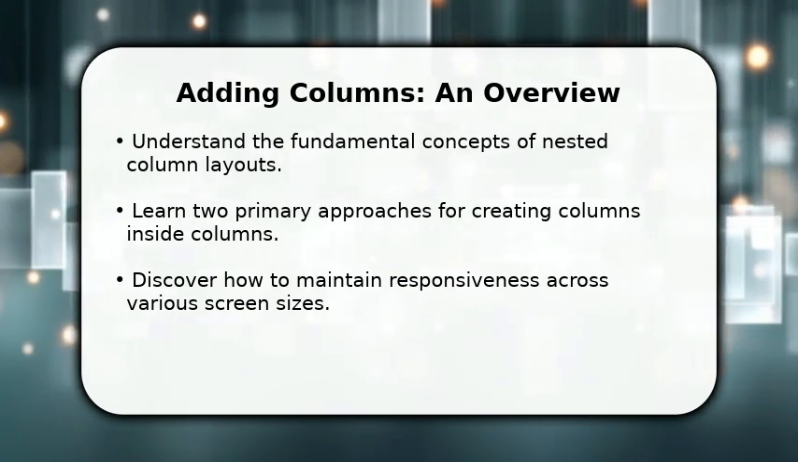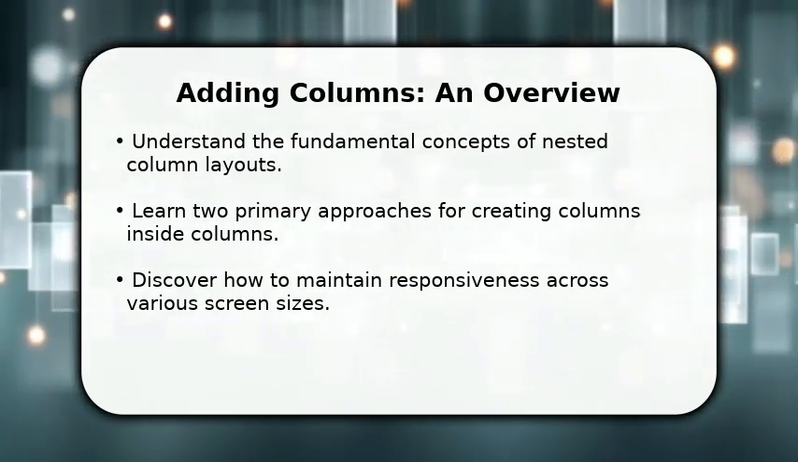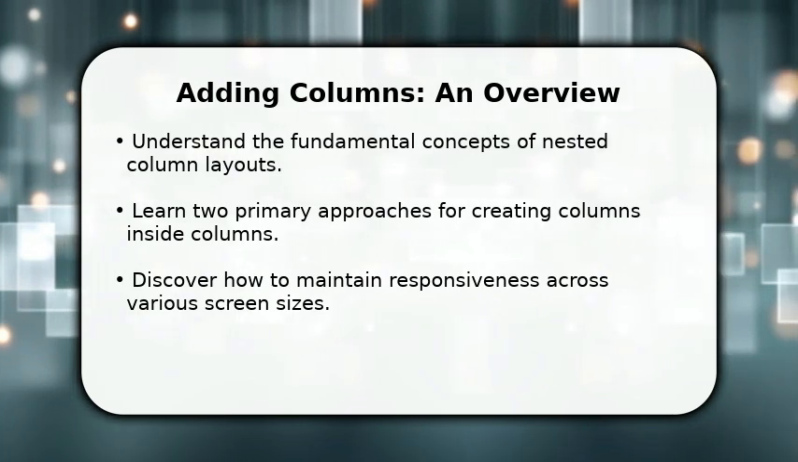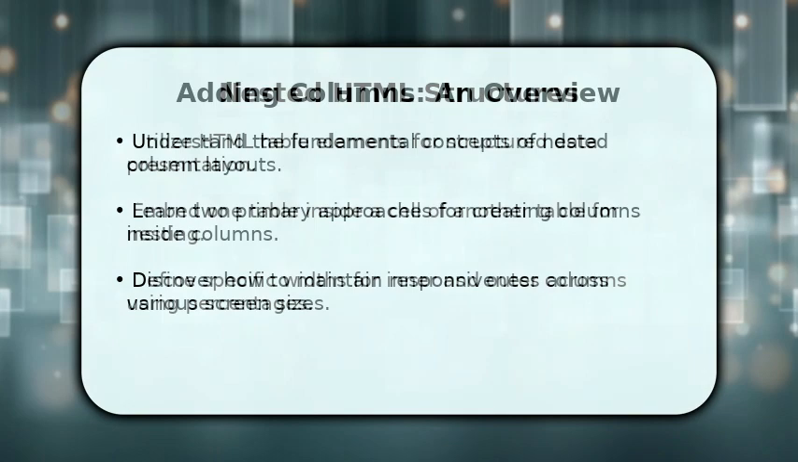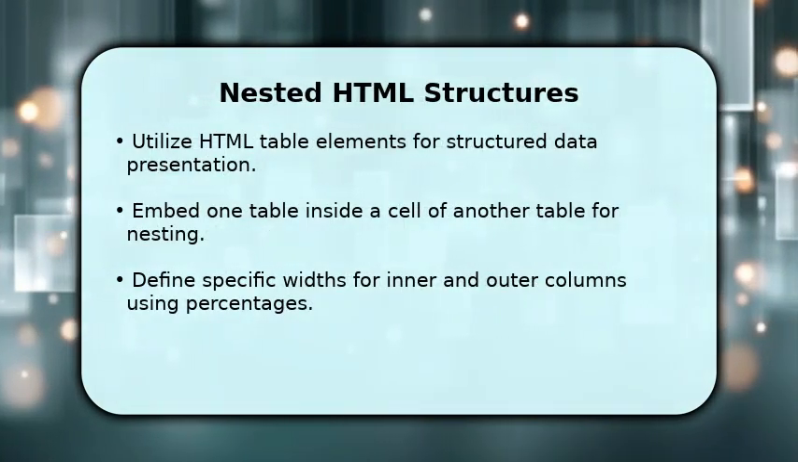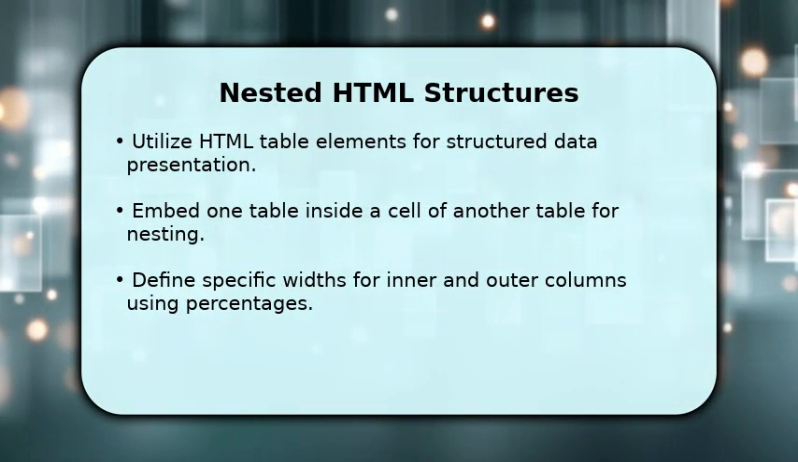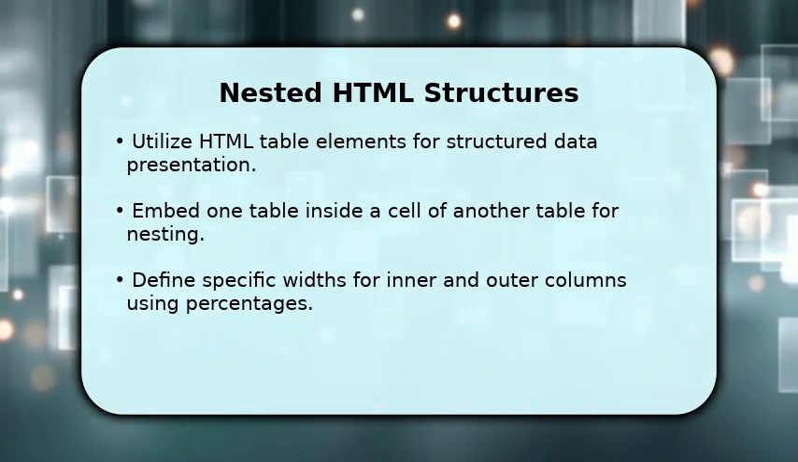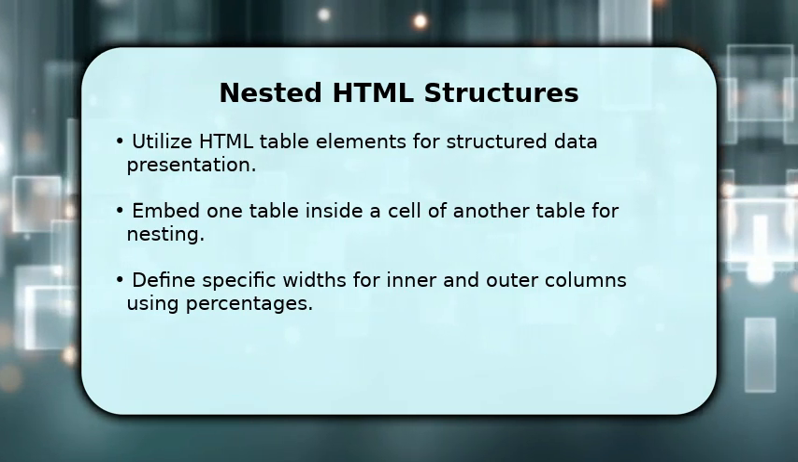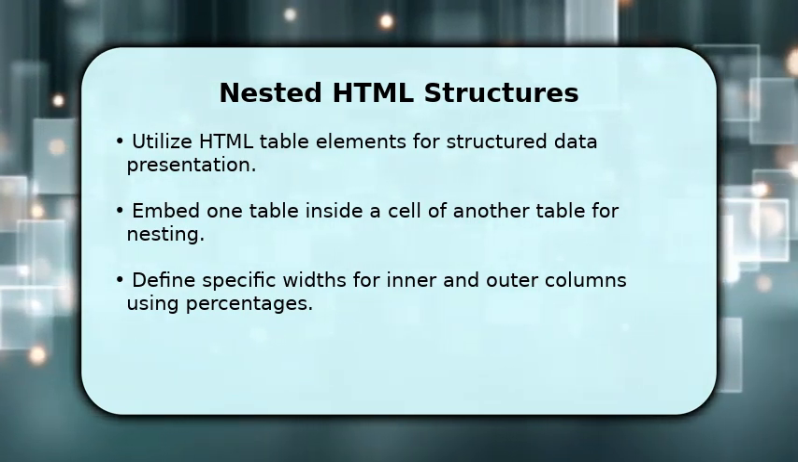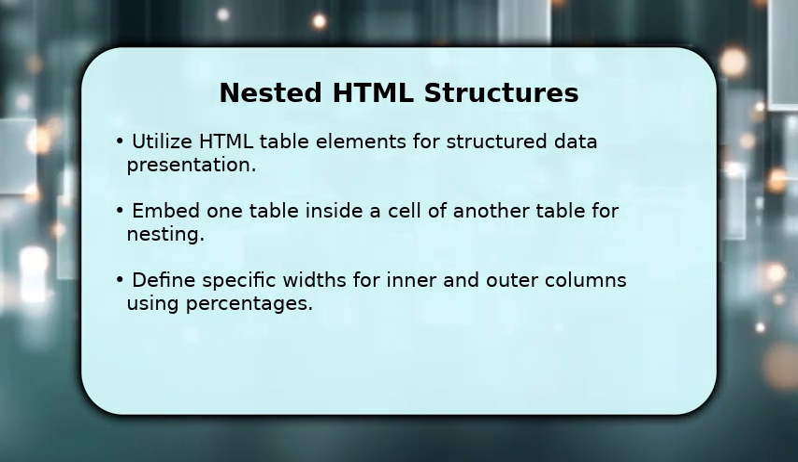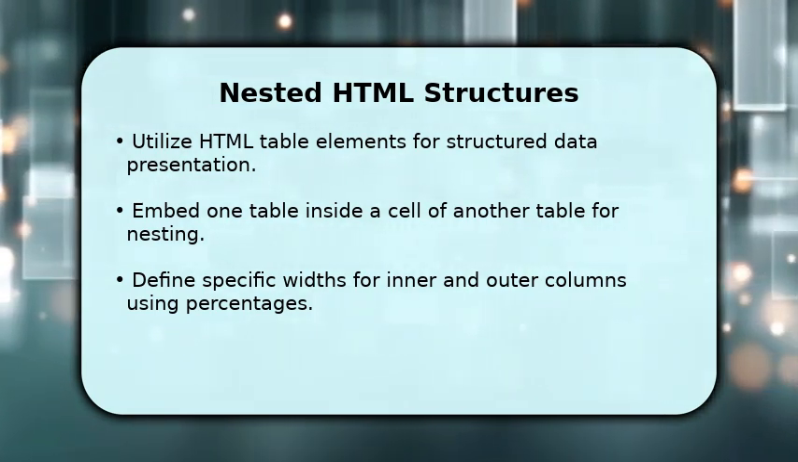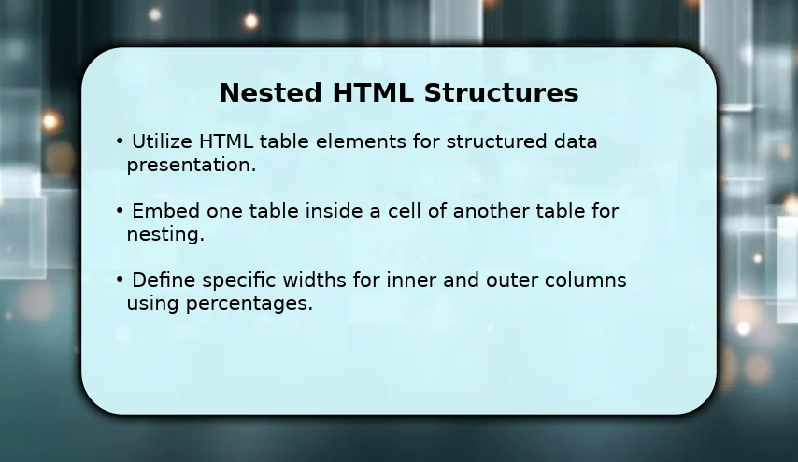By the end, you will have a solid understanding of how to build sophisticated, multi-column arrangements with confidence and precision. One traditional method involves using nested HTML structures, often with tables. You can place an entire table within a cell of a larger table, effectively creating columns inside a column. For example, a main column might contain two smaller, equally sized columns.